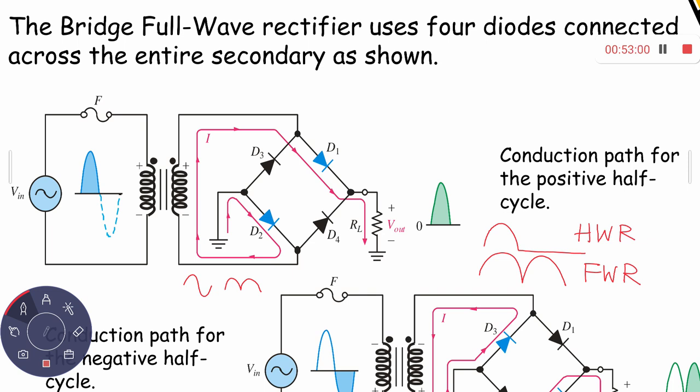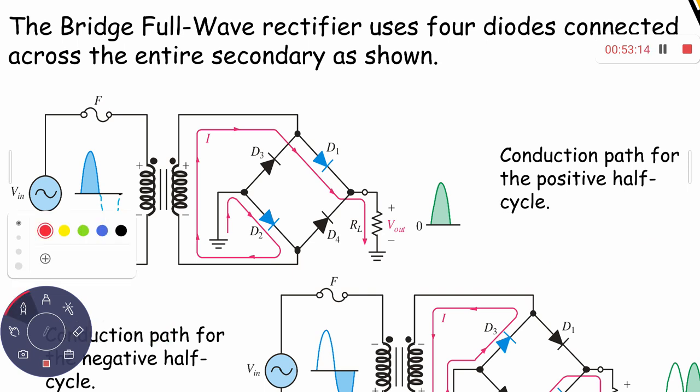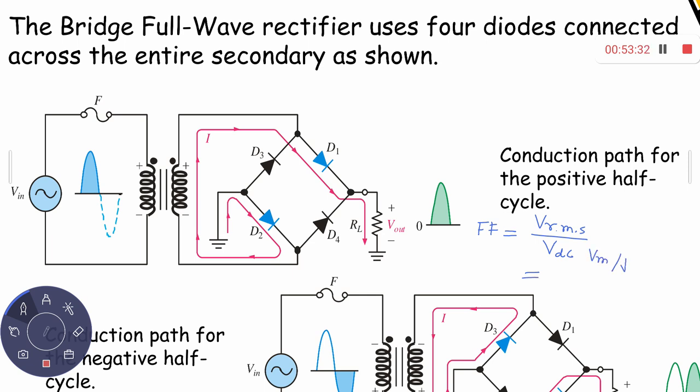So from that you can calculate the form factor for this full wave rectifier. Same expression, RMS value by average value. The form factor for a full wave rectifier is given by VRMS by VDC. So what is VRMS? Vm by root 2. What is VDC? 2 Vm by pi. So it's pi by 2 root 2. What is the exact value? Last time it was pi by 2 only. This time pi by 2 root 2, that means even less.